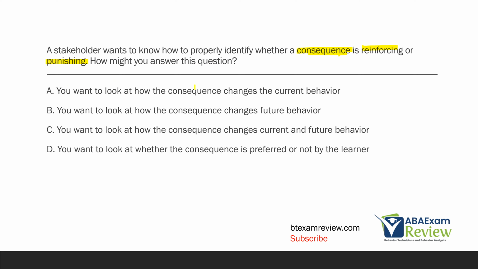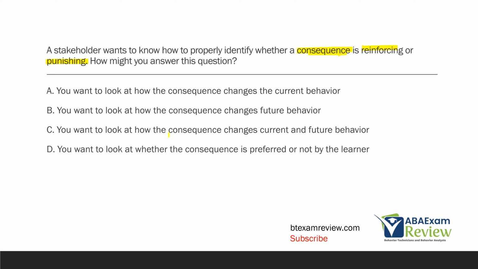A, you want to look at how the consequence changes current behavior. Well, we don't change current behavior because the consequence comes after current behavior. Current behavior has already happened. Can't do anything about it. A is out. B, you want to look at how the consequence changes future behavior. Yes, right? Our consequence follows behavior and affects how behavior looks or occurs in the future. We're only concerned with, does our consequence increase future behavior or does our consequence decrease future behavior?